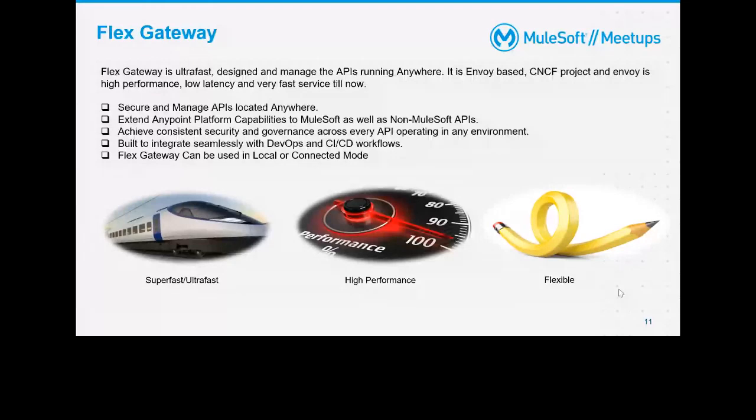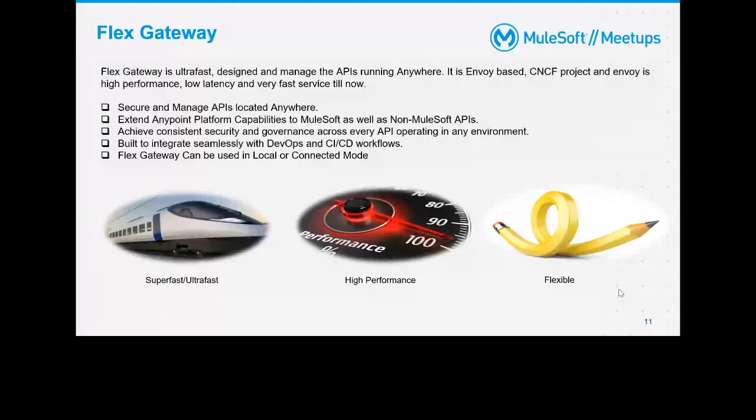You can easily integrate with DevOps and CI/CD workflows. You can publish your APIs on the Flex Gateway using CI/CD pipelines, and you can even create a Flex Gateway using CI/CD. There are two modes in which you can set up the Flex Gateway: one is local mode, and the other is connected mode.